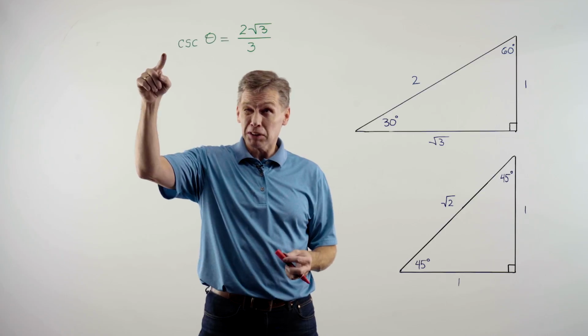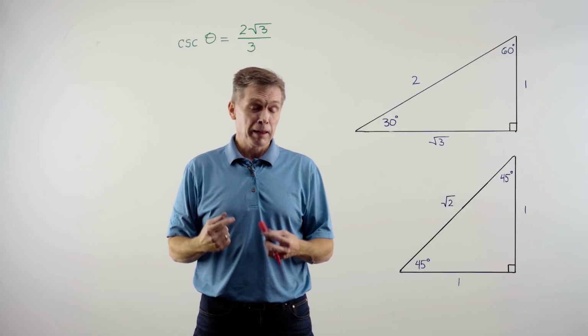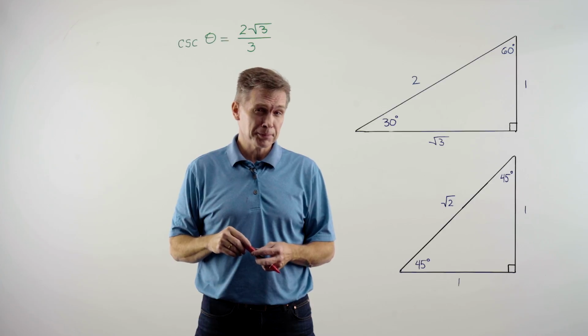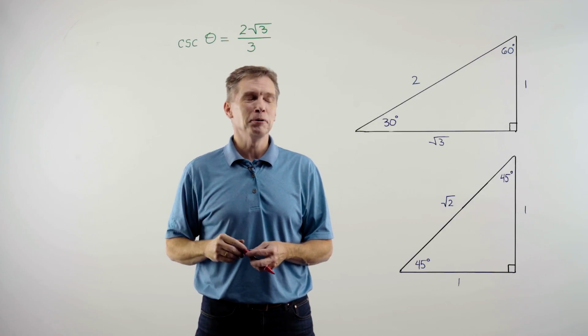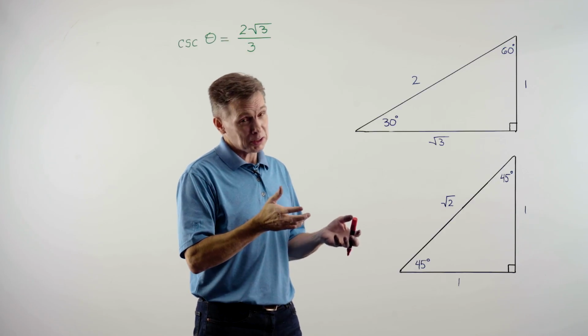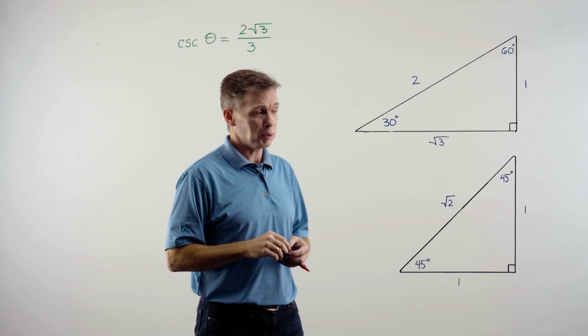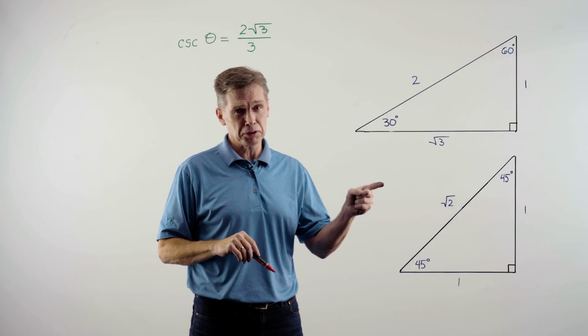This is the given information: the cosecant of theta equals 2 square root of 3 over 3. Our job is to find theta. The directions say not to use a calculator, so I brought up some old friends. This is some information I think I'm going to use. Not a calculator, but some of our special right triangles. These should look familiar to you.